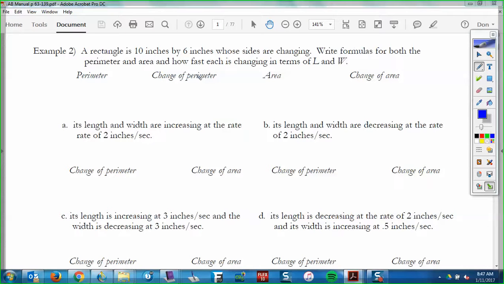Write formulas for both the perimeter and the area and how fast each is changing in terms of L and W. So, what's the formula for perimeter? P equals 2L plus 2W. What would be the rate that the perimeter is changing? P prime. We do the derivative. What's the derivative of 2L?